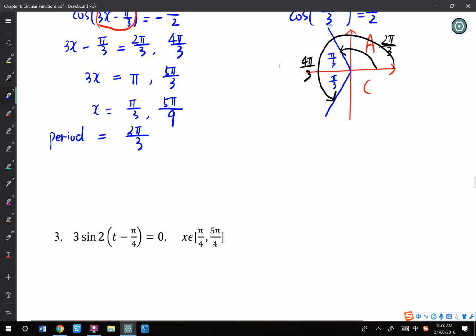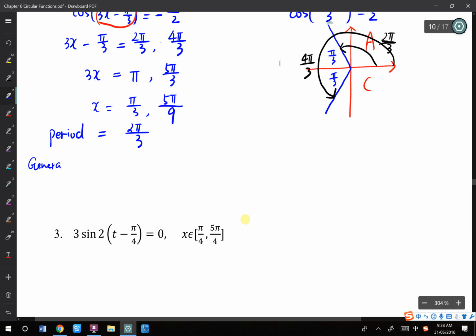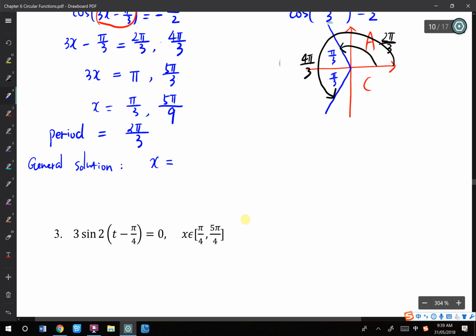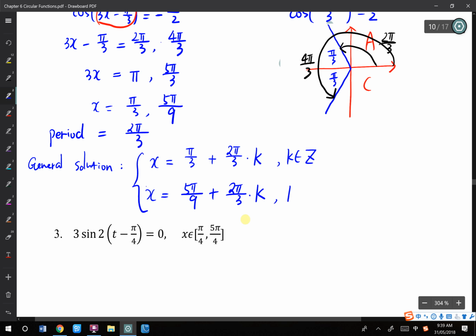And then the next thing will be to talk about the general solution. Okay, I don't think you have learned general solution in year 11. So a general solution is something that can represent every single solution. Not listing them, but using an expression to show all these solutions. So you know your first answer, keep adding or subtracting the period and you will reach all the rest. So my x will be pi over 3 plus 2 pi over 3 times k, and also 5 pi over 9 plus 2 pi over 3 times k. Those two equations are the general solution. Not finished, you must write k belongs to Z.